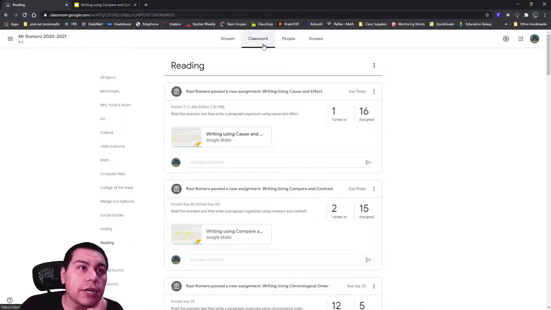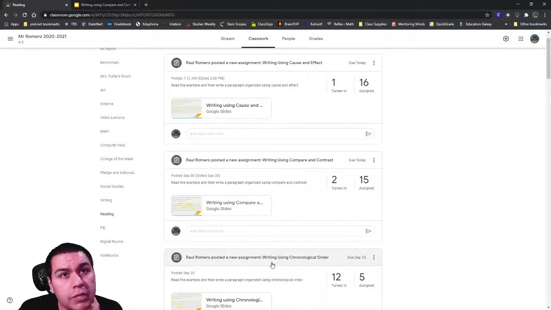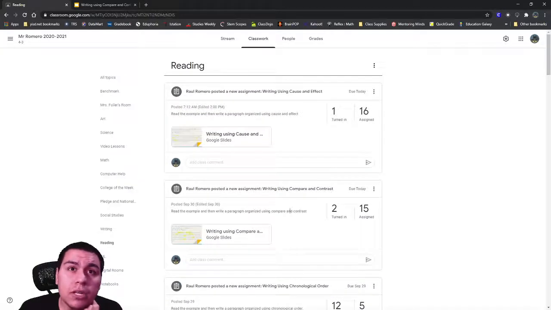That's going to be in our classwork. The topic is reading, and the assignment says writing using compare and contrast. Well, that one would be writing using chronological order. It looks very similar, but look at the title carefully.